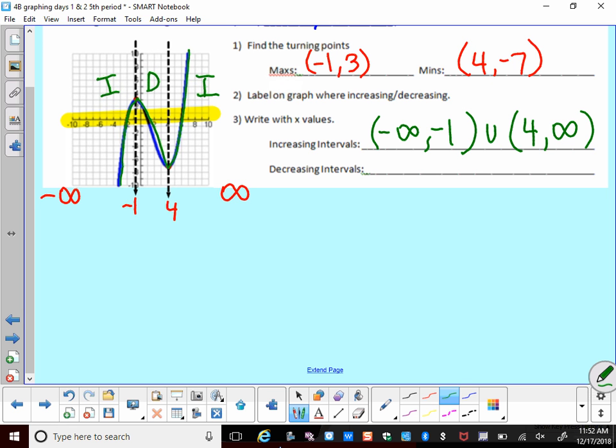You with me? I am decreasing from -1 to positive 4. Remember, for your increasing and decreasing, it is always your x values, and always parentheses. Always, always, always. We don't need brackets. Any questions here? Okay.